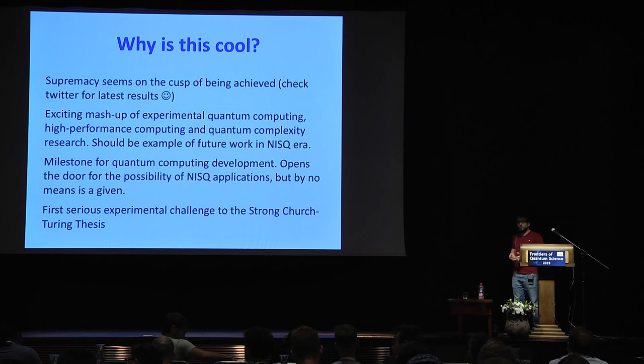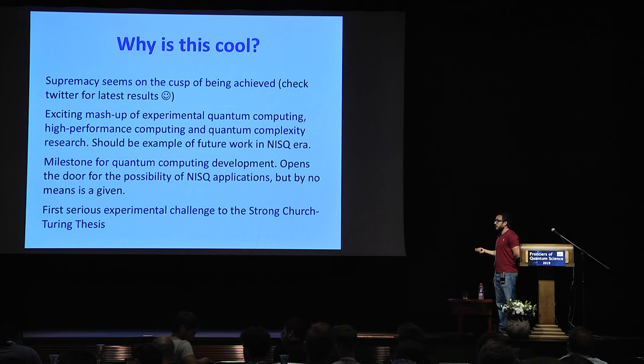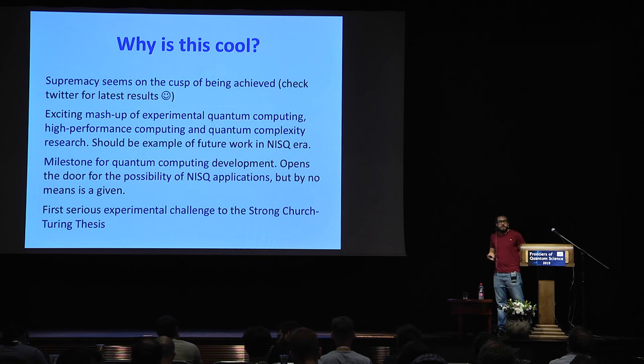And going back, I think this is the first serious experimental challenge to the strong Church-Turing thesis that Dorit explained, right? It's the first time that we see an experiment, a model of computation, which seems to be different from the computation that we can do on our laptops, right? Still very limited, but that's cool. And hopefully we'll get better and better demonstrations of that with time. So that's it, thanks.